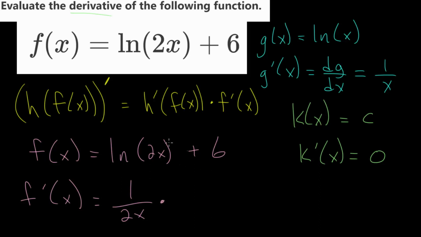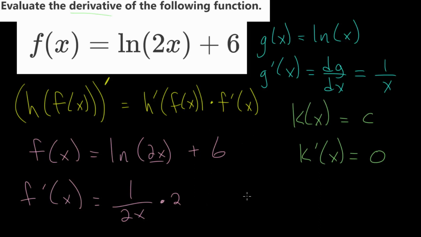Then we multiply it by the derivative of the inner function, and the derivative of 2x is just 2. Since here we can just use the power rule. We have x to the first power. We bring the 1 down and multiply it by the coefficient. 1 times 2 is 2. Then we subtract this exponent by 1. We get x to the 0, but anything to the 0 power is 1. So we have 2 times 1, which of course is just 2.